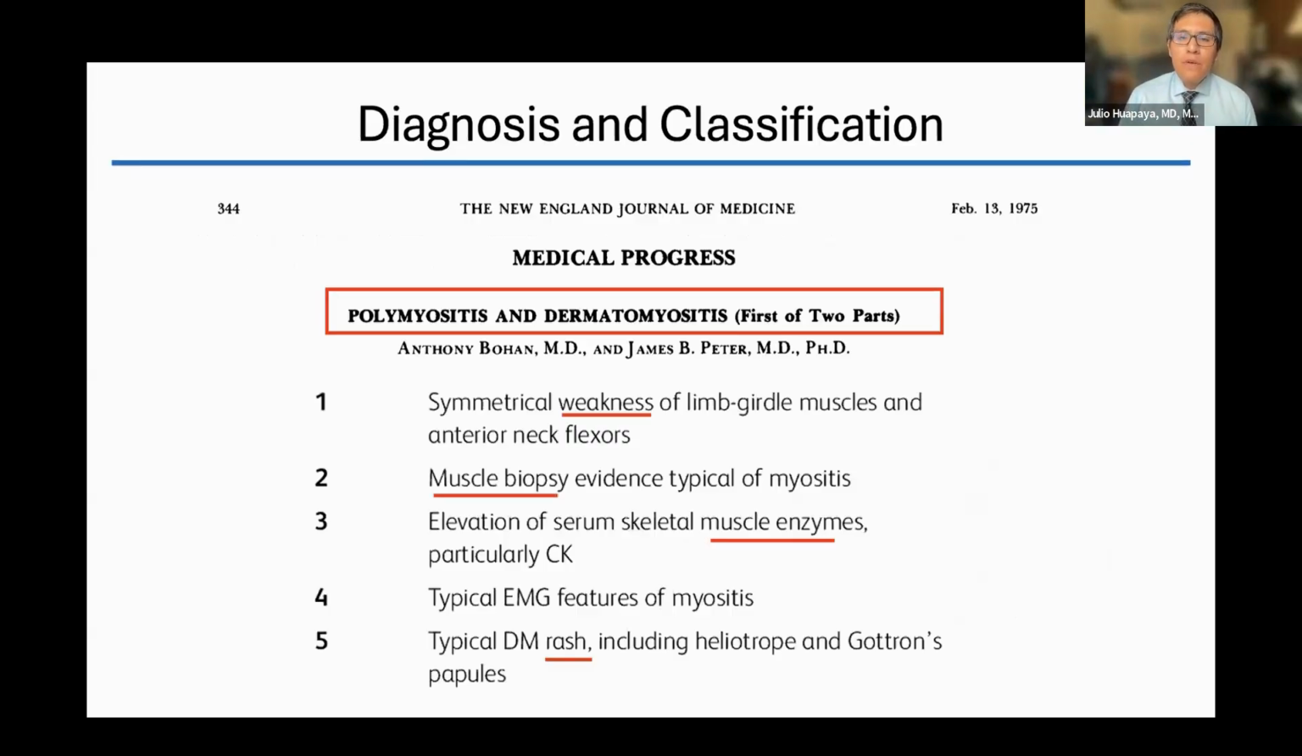Briefly, in terms of diagnosis and classification, I like highlighting the classification that was published back in the 70s by Dr. Bohan and Dr. Peter, where they were able to come up with this criteria to identify patients with myositis. And the two terms that some of you might have heard or used is dermatomyositis or polymyositis. And this is based on having weakness. Sometimes we get the muscle biopsy, we get some muscle enzymes and a rash.